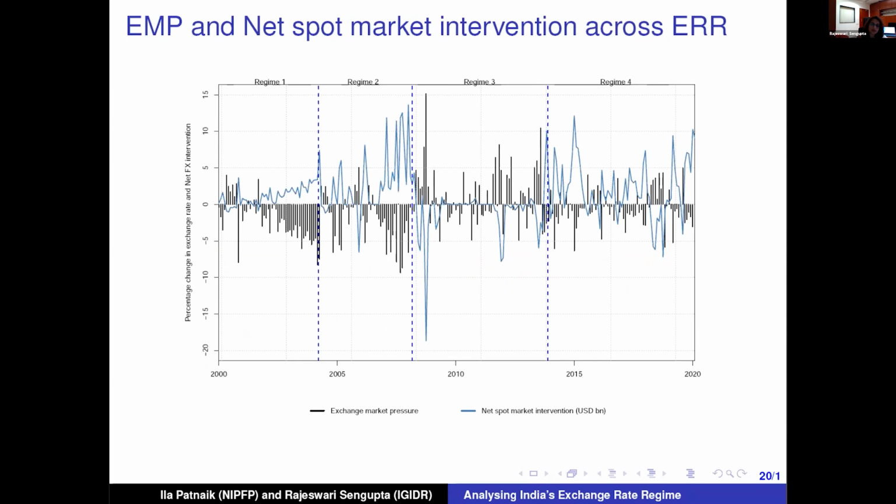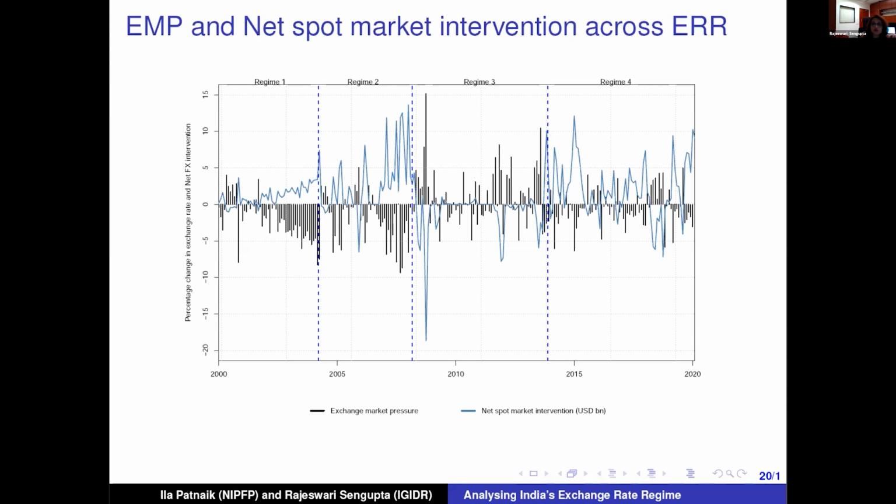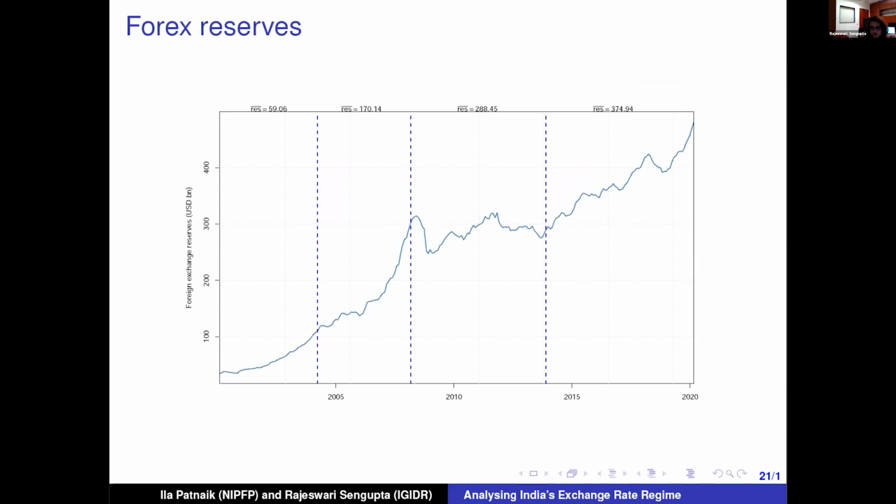So this story is why the EMP and the ERR fit so nicely together. This story perfectly corroborates the finding from using the innovation on the Frankel and Wei regression, that we have 3 out of 4 regimes where it seems that the EMP was absorbed through foreign exchange intervention, and 1 regime where the exchange rate was mostly floating. And of course, as a result of the central bank's intervention in the currency market, primarily to buy dollars when the pressure on the currency was to appreciate, you can see from this graph that the reserves have increased steadily over the last 20 years.